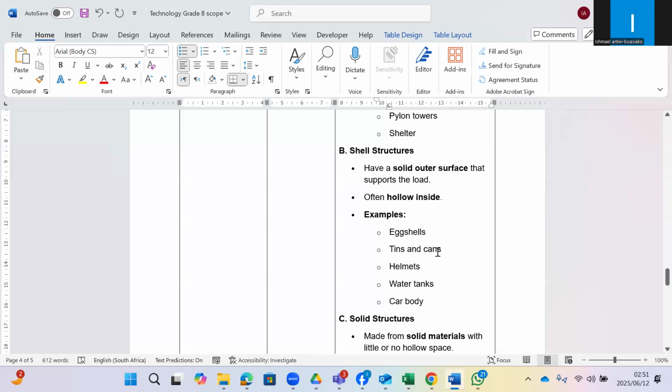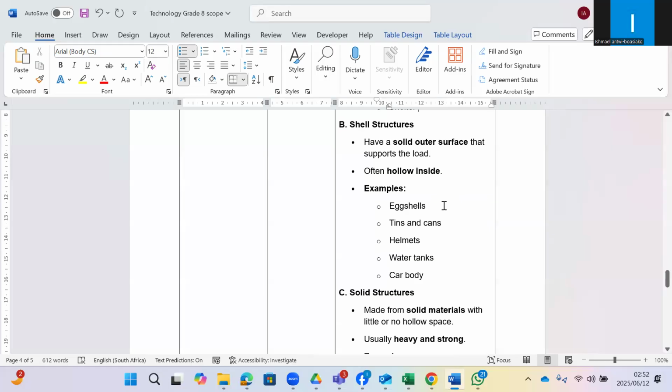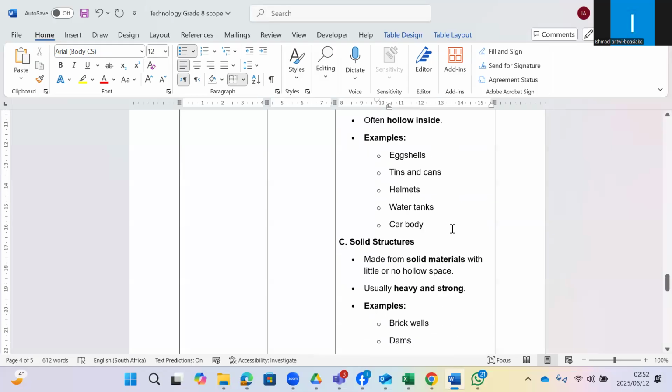Now we have shell. A shell has a solid outer surface that supports the load, and they are mostly hollow inside. So examples are the eggshell, cans like milk cans, and other shell things, and then helmet, water tank, car body. They are all types of shell structures.